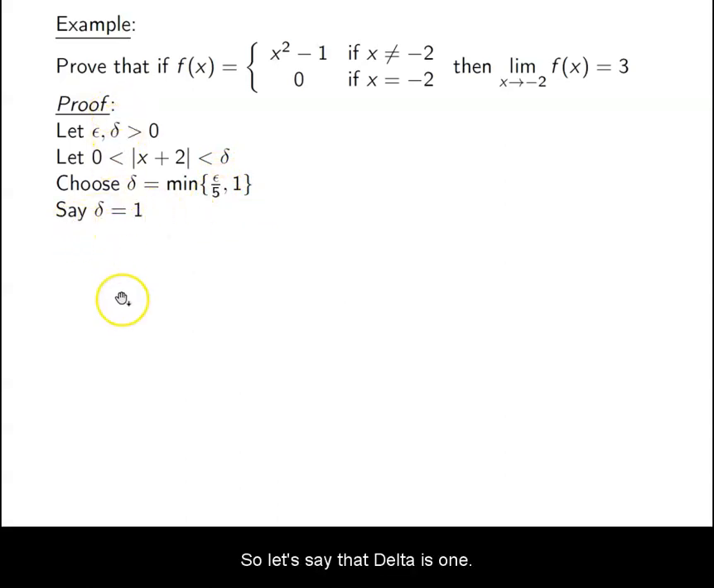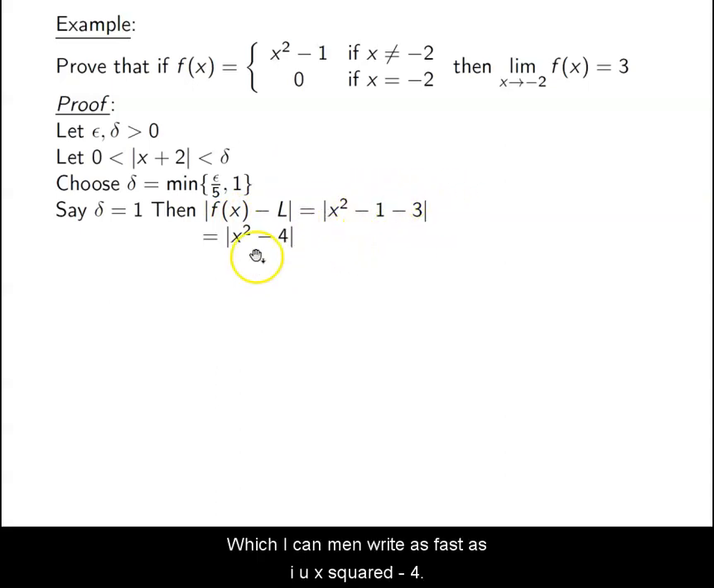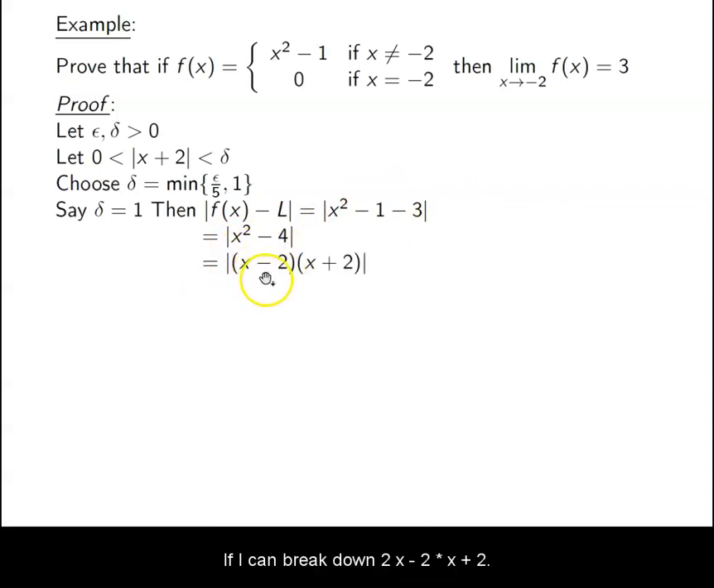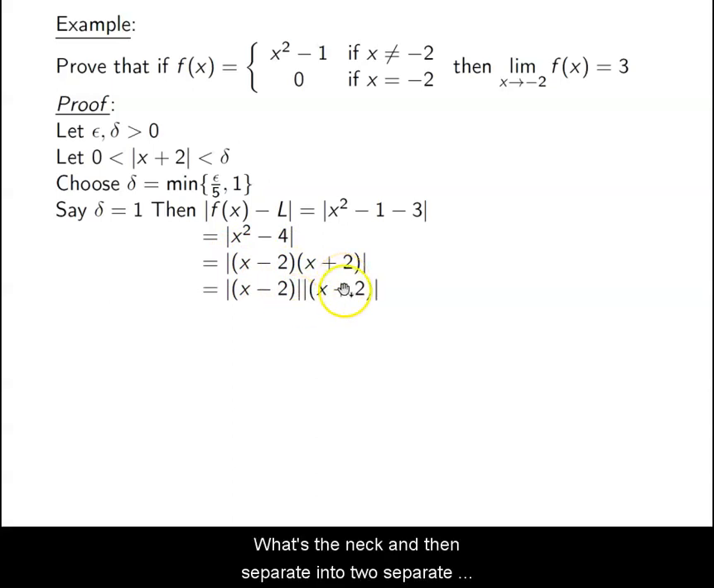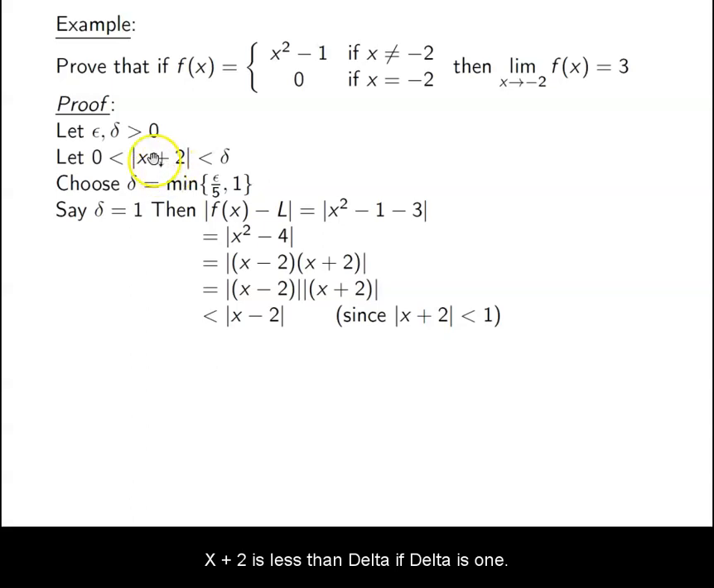So let's say that delta is 1. Then the distance between my function and the limit of my function is the absolute value of x squared minus 1 minus 3, which we've seen already, which I can then rewrite as the absolute value of x squared minus 4, which I can break down to x minus 2 times x plus 2, which then I can separate into two separate absolute values because it's a product of factors. I know that this is x minus 2, okay, because x plus 2 is less than 1, right, because I chose that. x plus 2 here is less than delta.